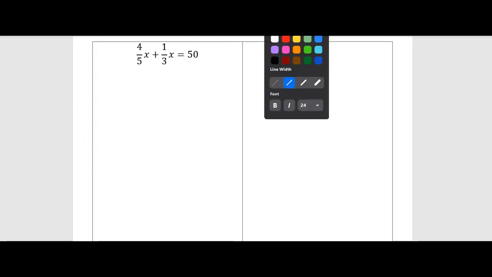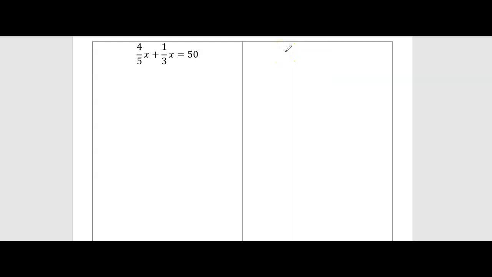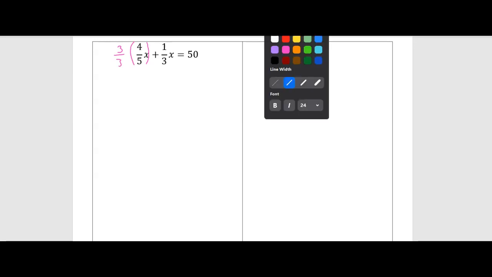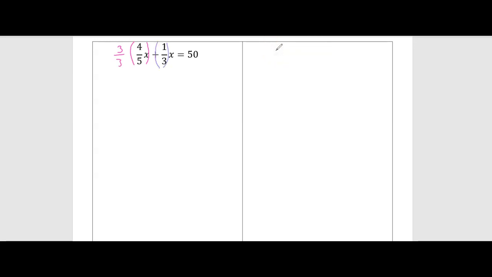For the first problem, we are given an equation with two fractions, and we want to combine our two x terms so that we just have one x. The problem is we can't add fractions that don't have the same denominator. There are a couple different ways you can simplify the two fractions. The way I'm going to show you is to find a common denominator and add them together. I'm going to use a common denominator of 15, which means I'm going to multiply this fraction by 3 over 3, and this fraction by 5 over 5.